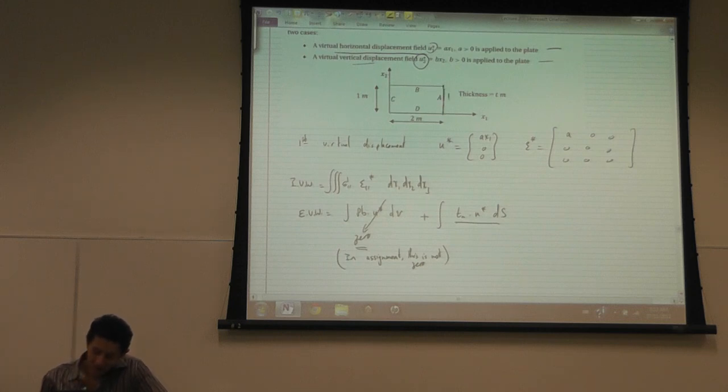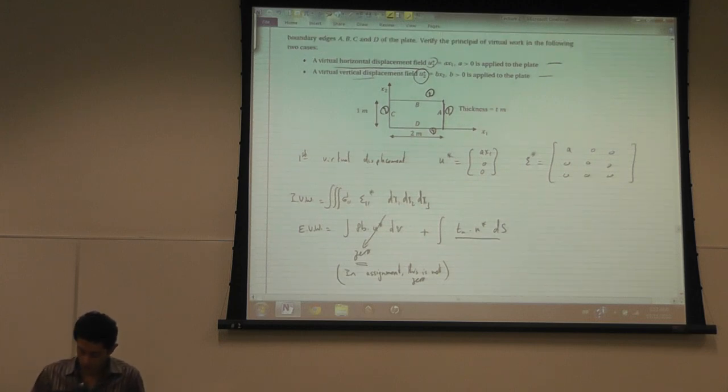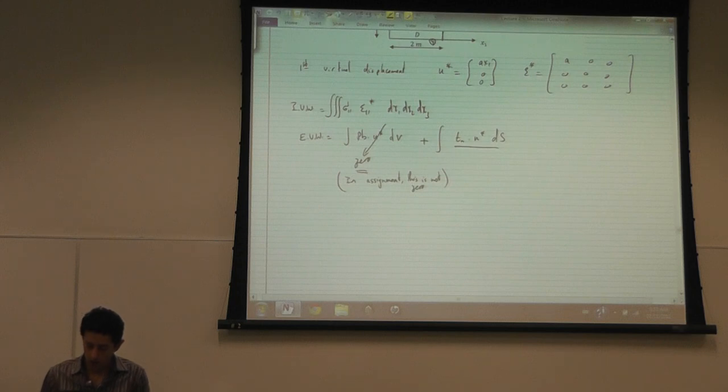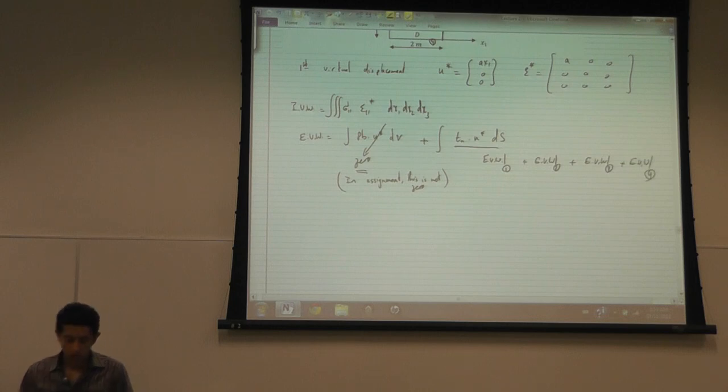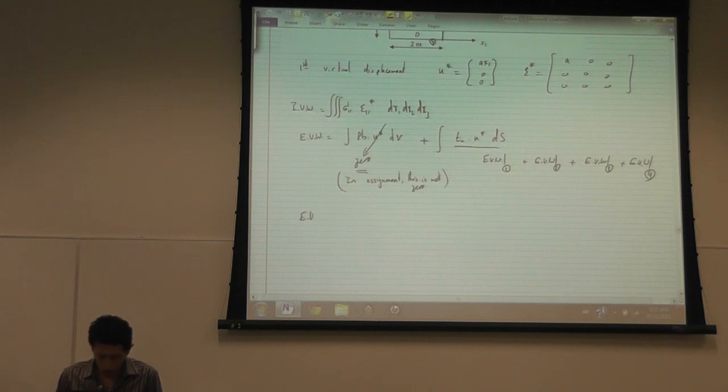So you've got 1, 2, 3, 4. So let's look at 1, for example. Now this is external virtual work 1 plus external virtual work 2 plus external virtual work 3 plus external virtual work 4. So let's just find one of them, external virtual work 1. First let's find n. N1 is equal to 1, 0, 0. That's the unit normal.